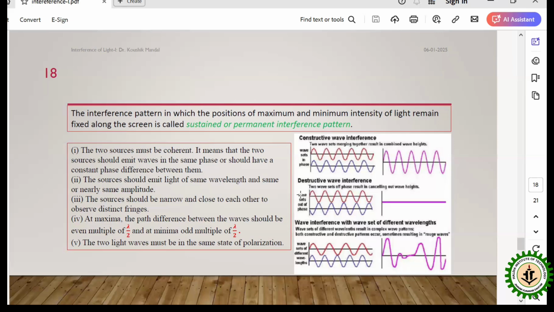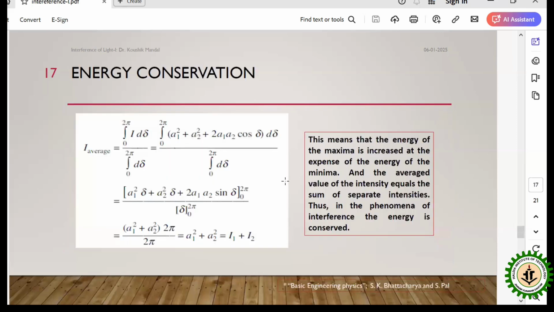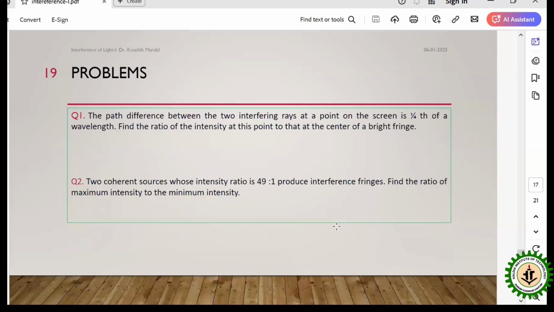But in this case, the red and the blue waves are in exactly opposite phase. The phase angle is pi. Pi means an odd multiple of lambda by 2. So for that you have zero intensity. Now you can solve two easy problems.